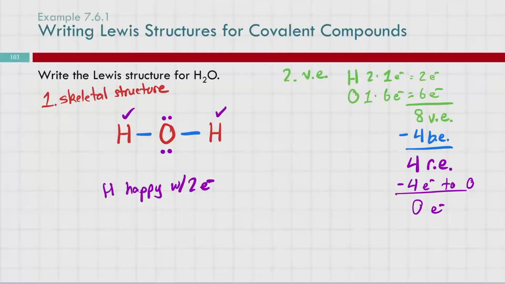Okay. So our oxygen's happy. We've placed all our electrons, and that means that this is, hopefully, probably, a good Lewis structure. Questions about the process? Okay.